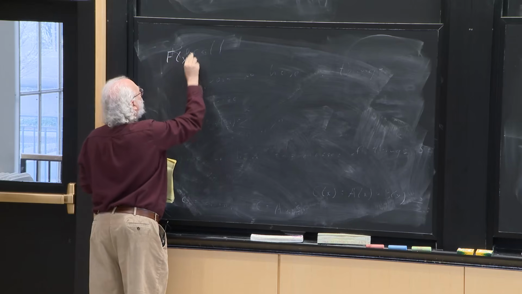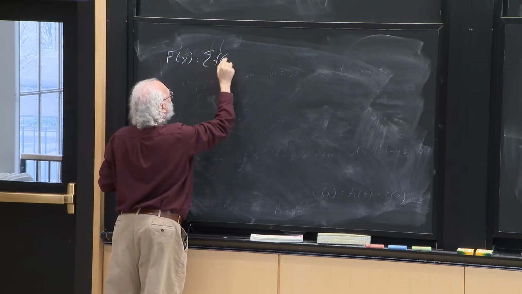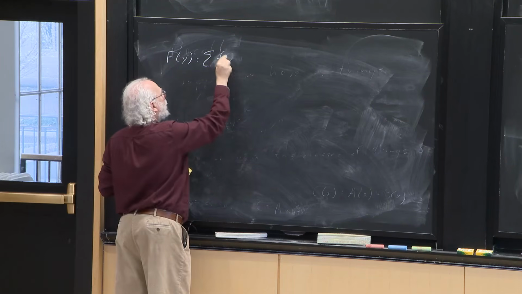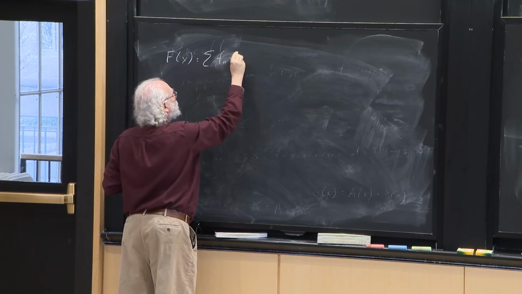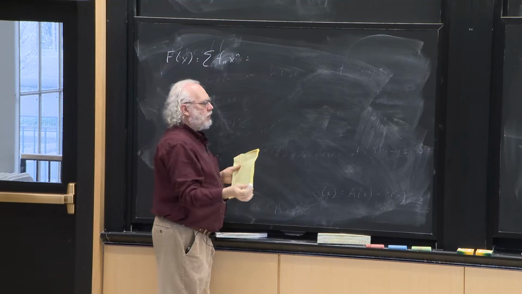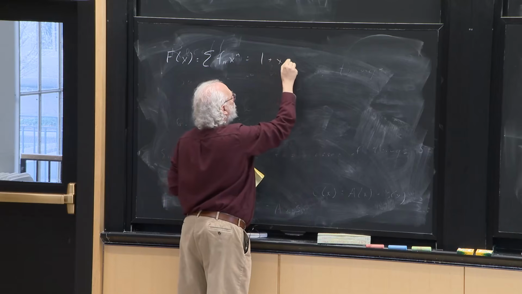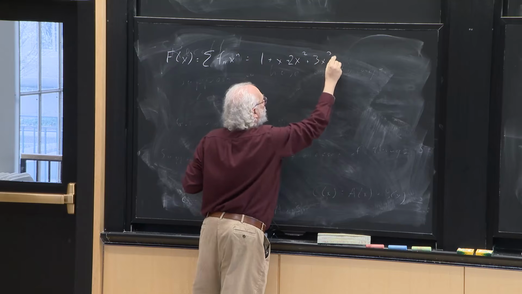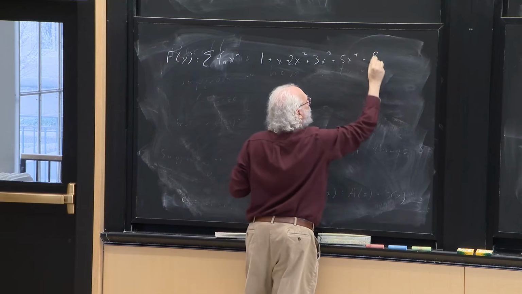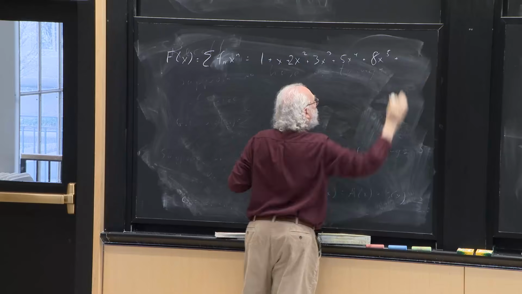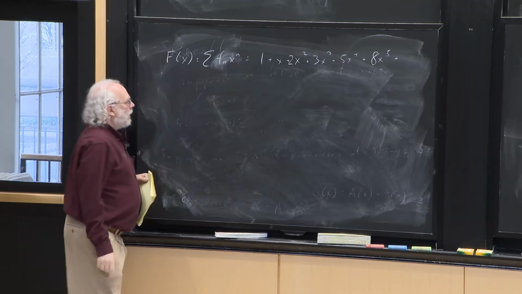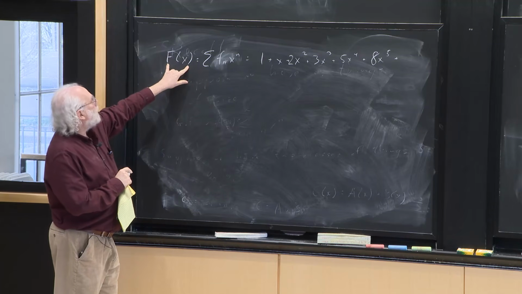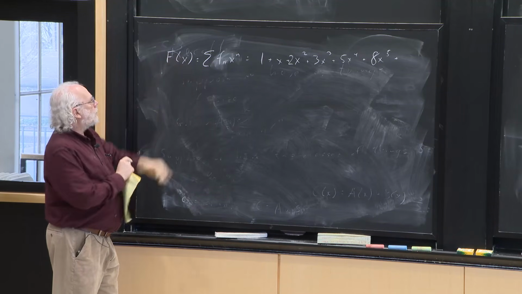F of x equals the summation of the nth Fibonacci number times x to the n, which is equal to 1 plus x plus 2x squared plus 3x cubed plus 5x to the 4th plus 8x to the 5th plus 13x to the 6th, dot, dot, dot. Okay, so how do we find a closed form for F of x?